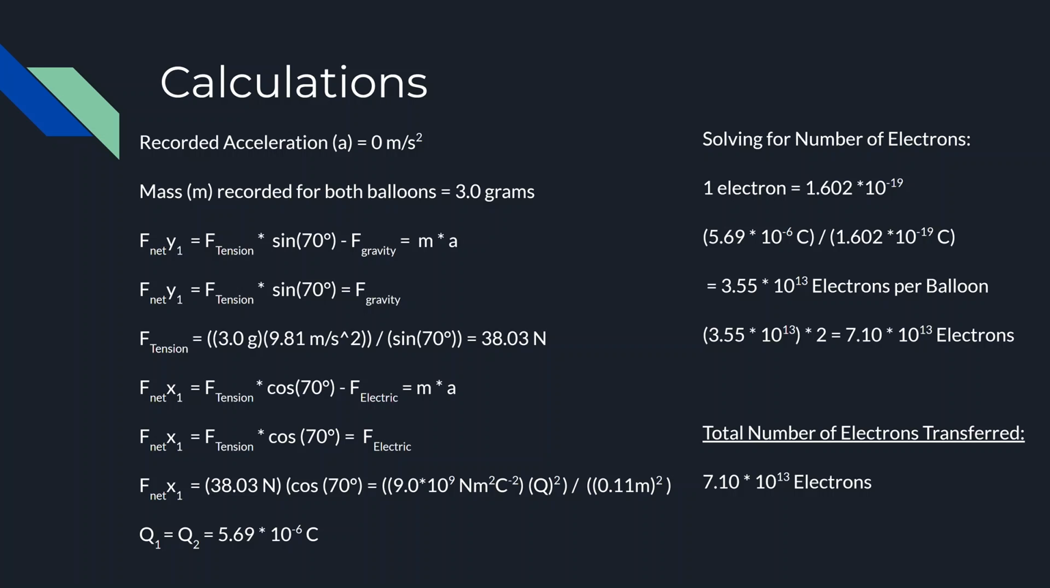We then calculated the F net in the y direction, and that gave us the tension force, which we got to be 38.03 newtons. We then used this tension force and plugged it into our F net in the x direction in order to determine the charges of both balloons. We got that to be 5.69 times 10 to the negative 6 coulombs. And in order to solve for the number of electrons, we divide the charge by the charge of a single electron, which we used the internet to find, which was 1.602 times 10 to the negative 19 coulombs. The total number of electrons that were transferred was 7.10 times 10 to the 13 electrons.